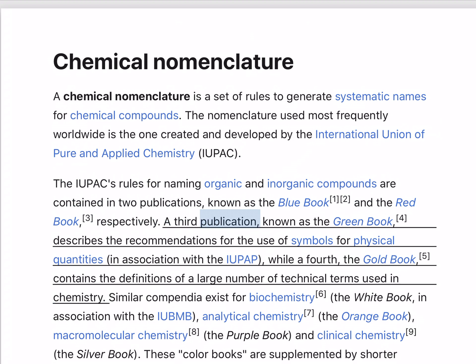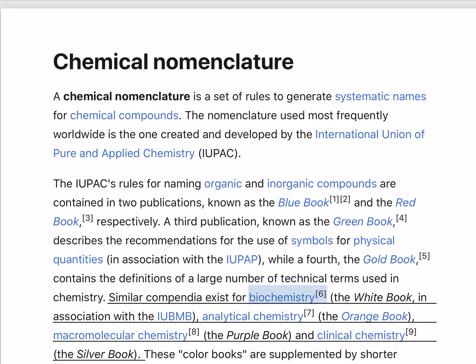A third publication, known as the Green Book [4], describes the recommendations for the use of symbols for physical quantities, in association with the IUPAP, while a fourth, the Gold Book [5], contains the definitions of a large number of technical terms used in chemistry. Similar compendia exist for biochemistry.